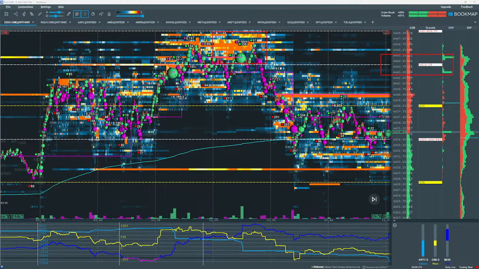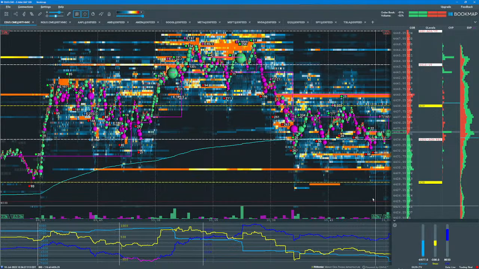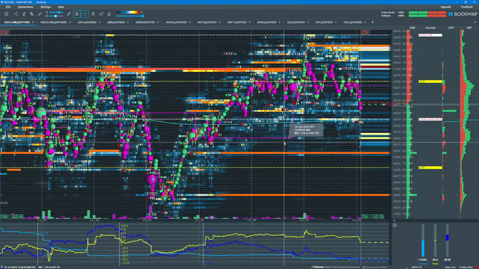And then price finally breaks below that level. Note the aggressive sellers come in, and then sell stop orders start to fuel the move lower, shown by the falling yellow line. Sell stop orders. All right, so that was the setup in the S&P 500 that I wanted to talk about in the setup review from this morning.